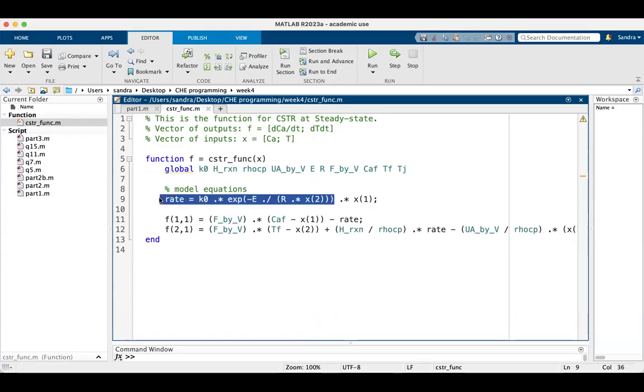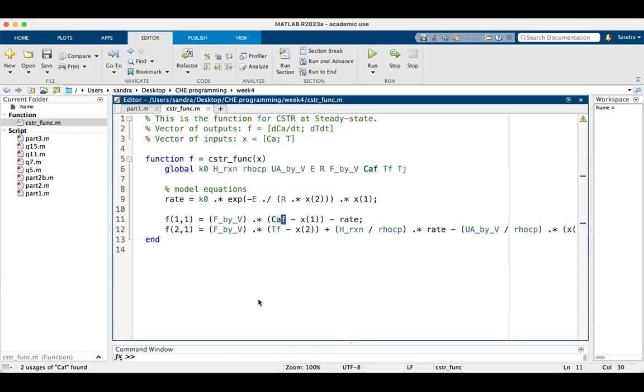So that is multiplied by C. C is nothing but the first variable in this vector X. So first you have calculated the rate to be like this, K0 e raised to minus E by RT multiplied by C. So first we have the rate, and now we need to compute the two equations. What are the two equations we are looking for? One is F by V, CAF minus CA, minus the rate R.